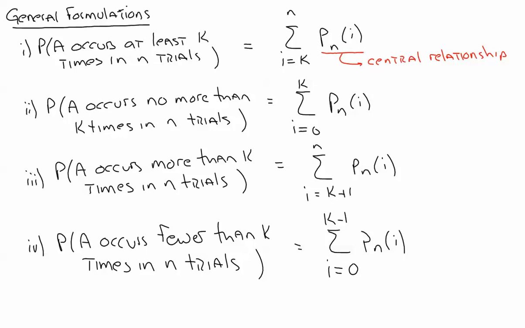So, our central relationship allows us to calculate the probability that A occurs exactly K times in N trials. But by using some simple summations, we can calculate the probability that A occurs at least K times in N trials, or no more than K times, more than K times, or even fewer than K times in N trials. Should be pretty straightforward from there.